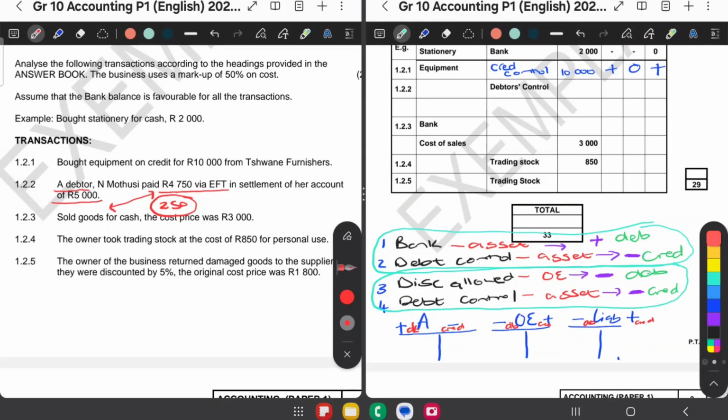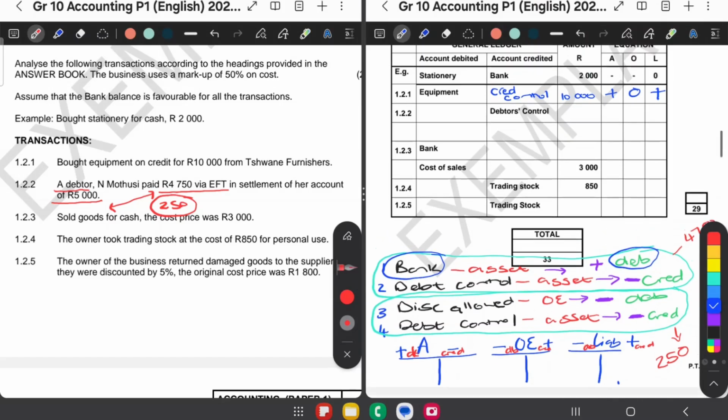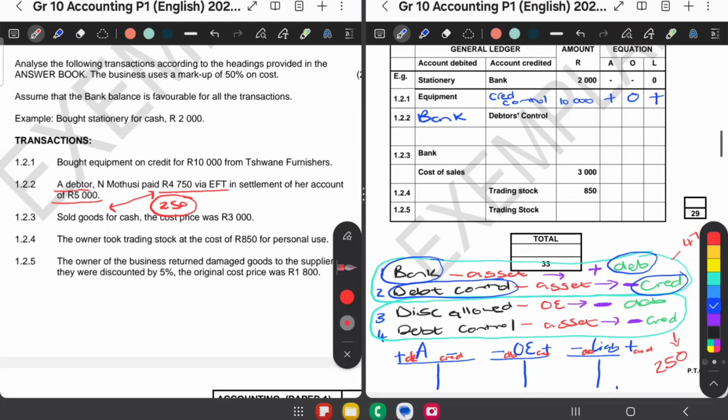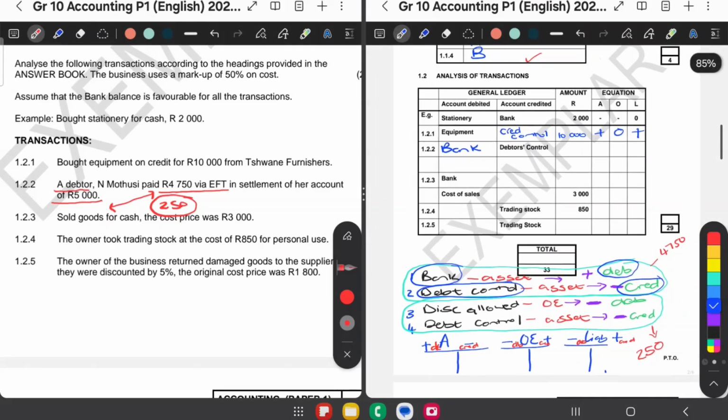Okay, the first two is the money you receive from the debtor. We receive 4,750, and these two are the discount allowed, that is 250. Okay, so let's write this in. Account debited is bank. And then account credited is debtor's control. It's written there. And the amount there is 4,750.